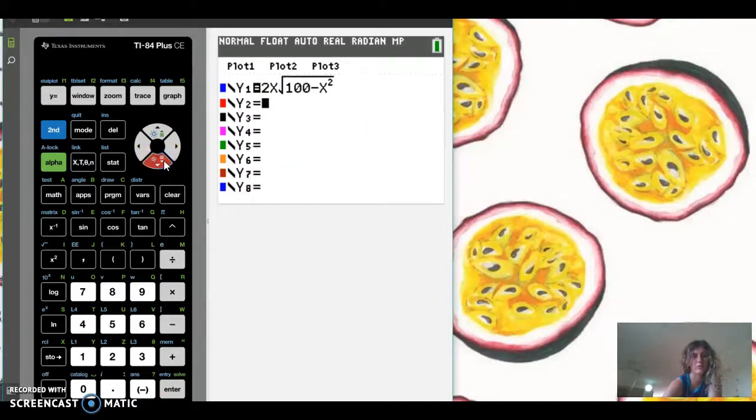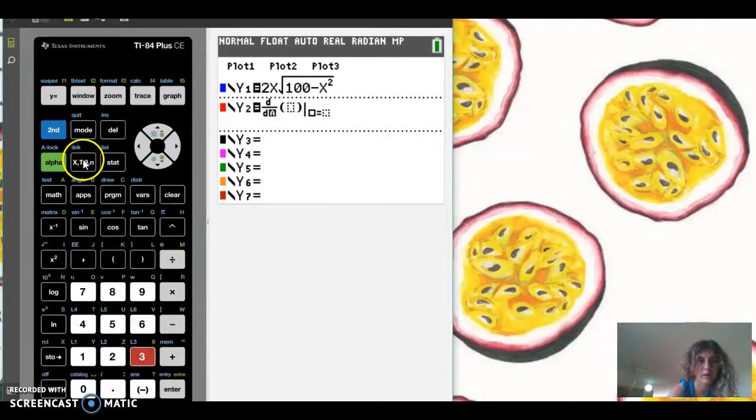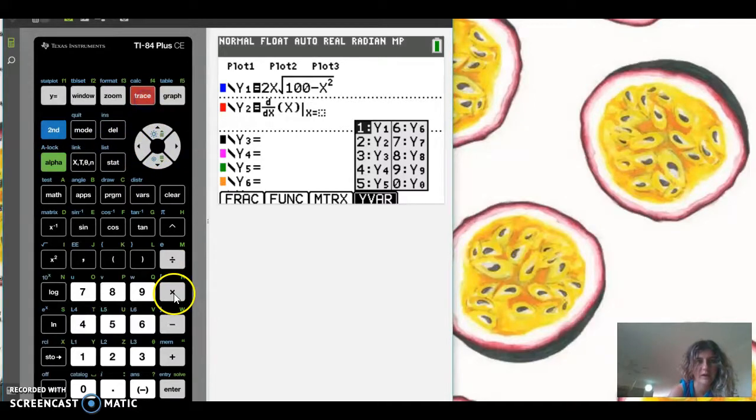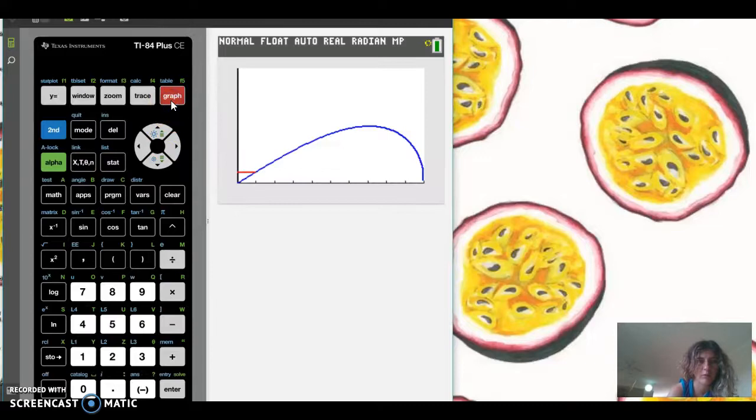So if that's our original function, we know what the derivative is, but it's quite a long derivative, and it's going to take quite a while to type in. So you could just type in that function, or we can use the derivative shortcut. So we go alpha f2, it's the third one down, and we put d on dx, and then we want to have this as the derivative of our y1. So to get to the y1, you go alpha f4, and the y1 goes in there as x equals x. And then we're going to graph this function.